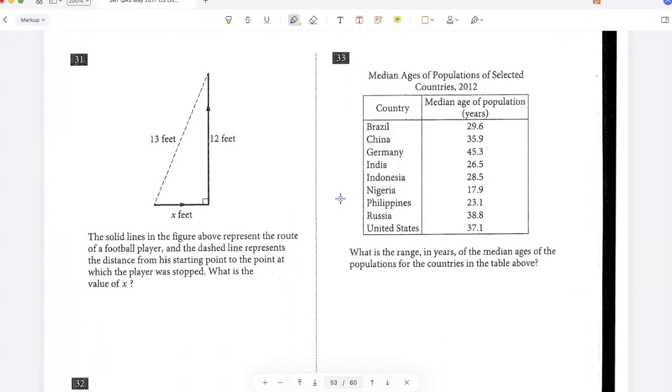The solid lines in the figure above represent the route of a football player, and the dashed line represents the distance from his starting point to the point at which the player was stopped. What is the value of X? Okay, so this is a right triangle, and 5, 12, and 13 is a Pythagorean triplet. So X would be 5.